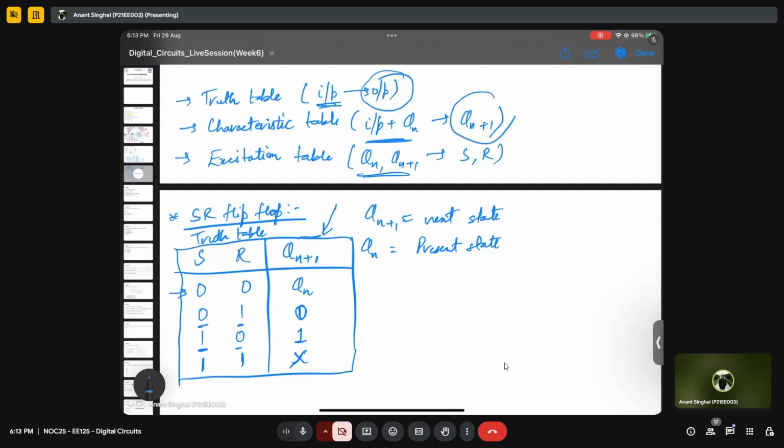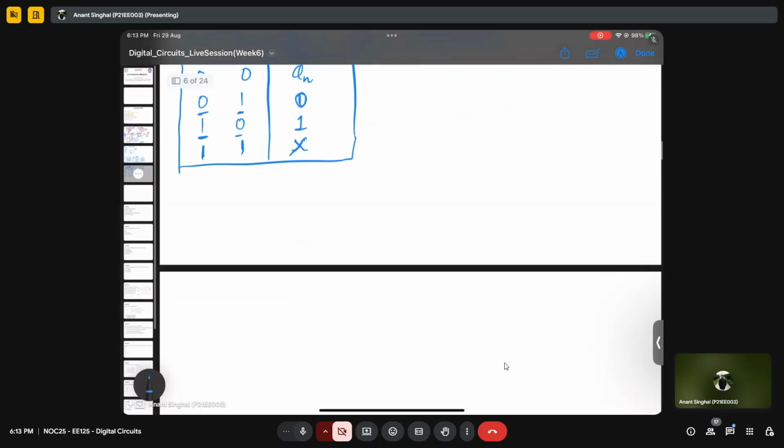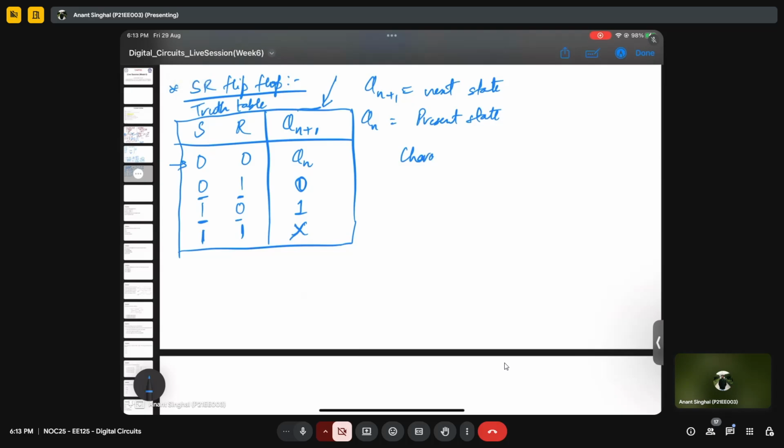So the truth table you might already be aware of because we have made a lot of truth tables in the combinational circuit, but these two are new tables that help you realize how exactly the SR flip flop works. So let me make a characteristic table first for the SR flip flop. As I said, in the characteristic table we have S and R as well as the present state as the input, and the next state will be the output. So we can have 8 combinations.